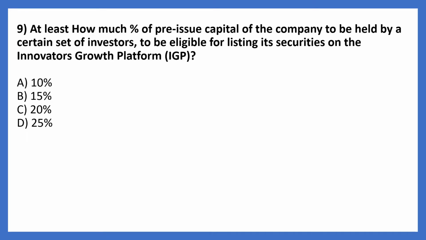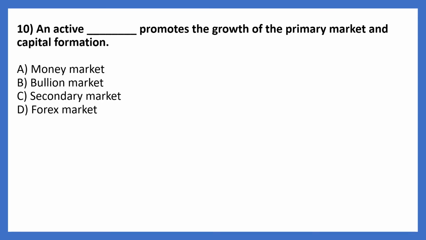Next question. At least how much percentage of the pre-issue capital of the company is to be held by a certain set of investors to be eligible for listing its securities on the Innovators Growth Platform, IGP? Option A, 10%, option B, 15%, option C, 20%, and option D, 25%. The correct answer is option D, 25%. Which market promotes the growth of the primary market and capital formation? Option A, money market, option B, bullion market, option C, secondary market, and option D, forex market. The correct answer is option C, secondary market.